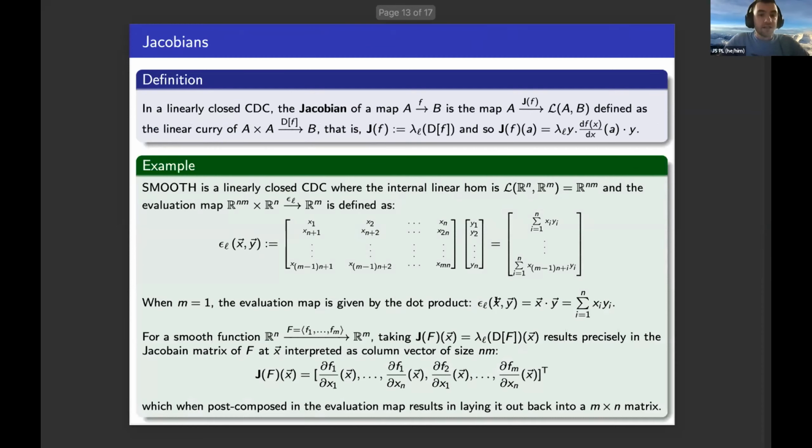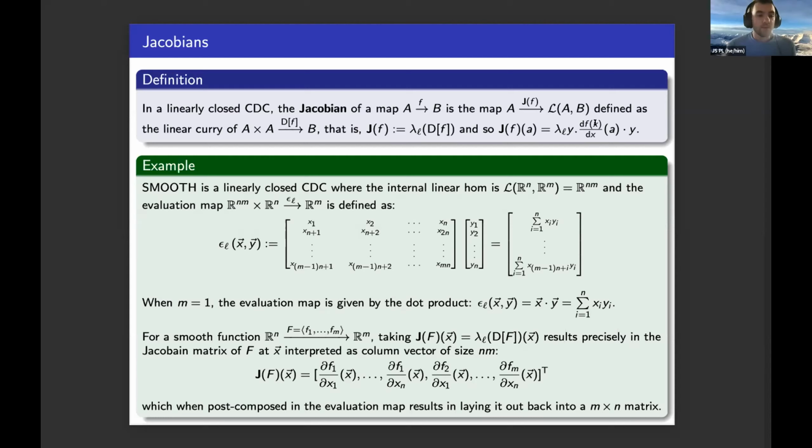In a linearly closed CDC, I can define the notion of Jacobians. So the Jacobian of a map f from A to B is going to be the map J(f) from A to L(A,B), defined just as the linear currying of the derivative of f. So J(f) is equal to lambda of D(f). And I've written it out here in the term logic.